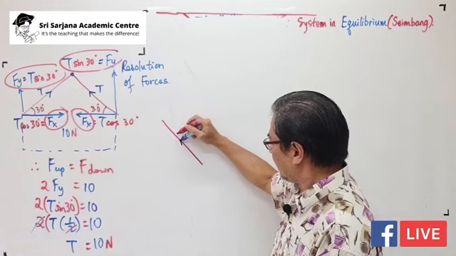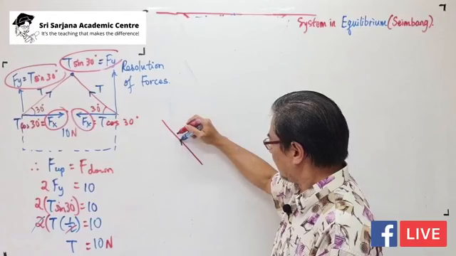I've given you the value of the weight, berat objek ini, diberi sebanyak 10 Newton. So I have to move this W here. If I don't move it here, I cannot complete the triangle. So if I cannot complete the triangle, I cannot continue doing the question. Boleh?